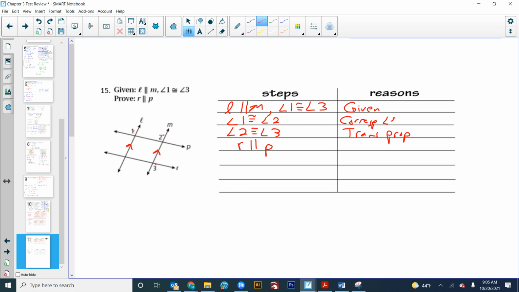Careful. What was the first word? Converse. Alternate exterior angles there. Yes, I will mark off if you don't put converse. That's the whole point. You're proving the lines are parallel.